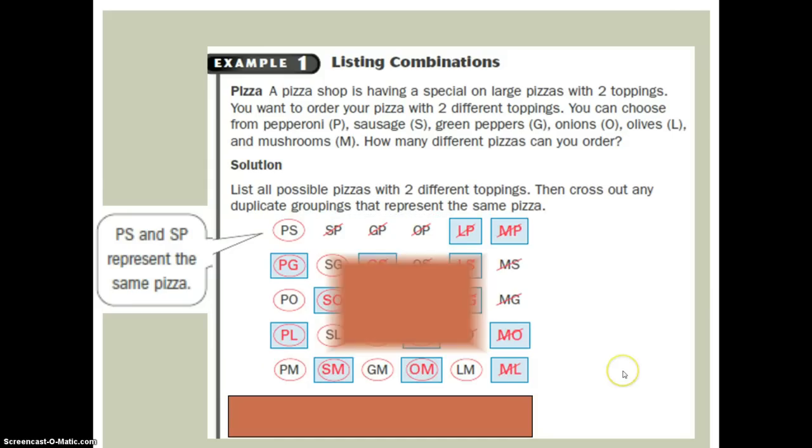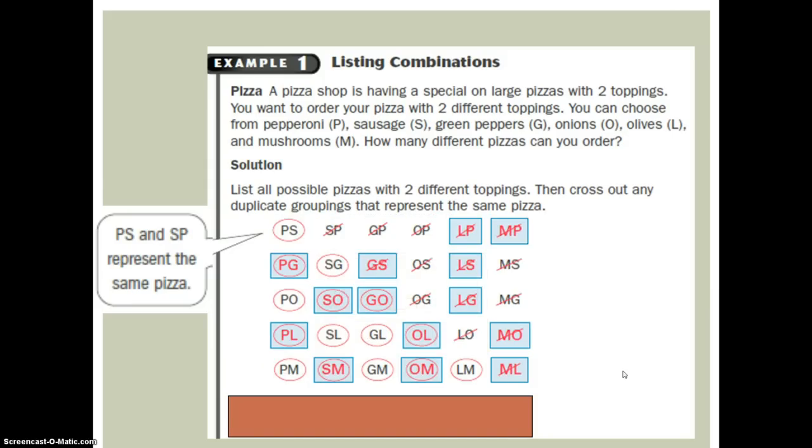Okay, so we actually are going to list this. And obviously there is a different way to do this than just listing it all. But once you list it, and you can write this down, you want to cross off the ones that have the same type of pizza. For example, PS is pepperoni and sausage, just like sausage and pepperoni. It doesn't matter what order you put it in. We're going to cross off the ones that are the same.